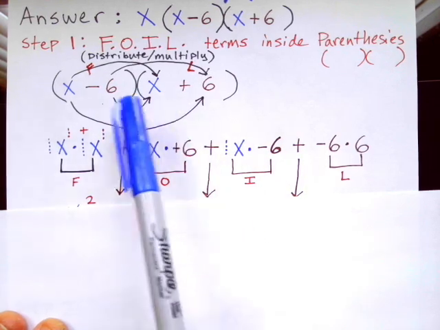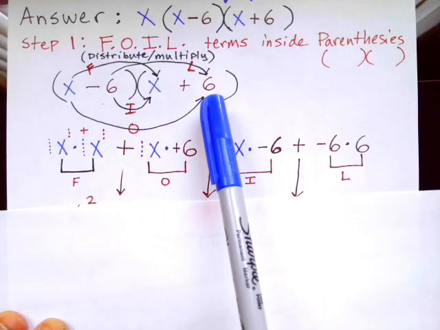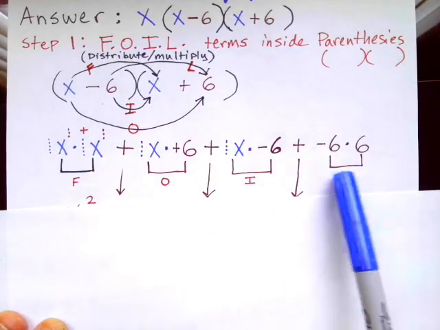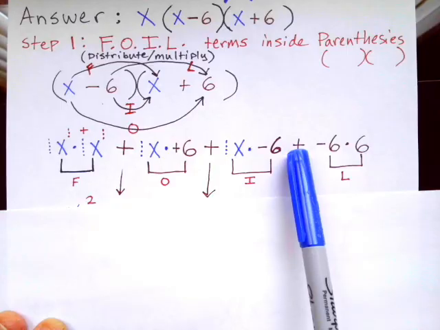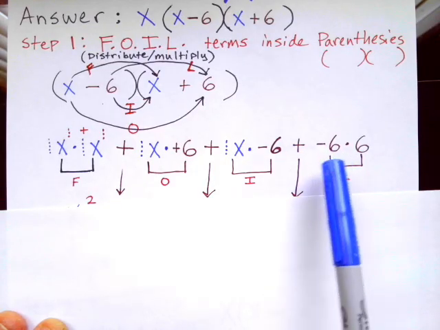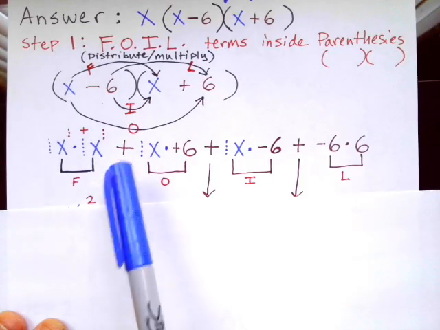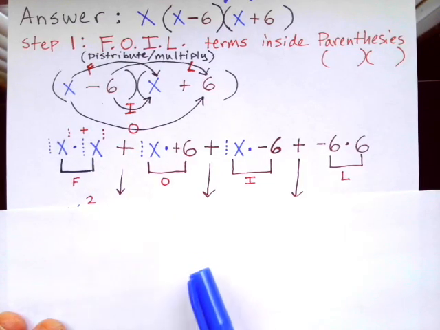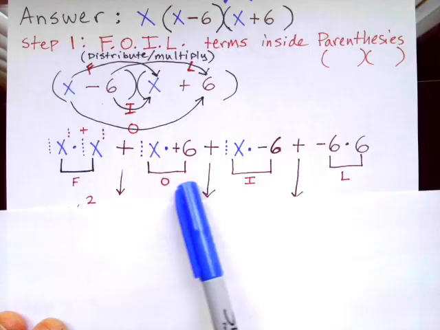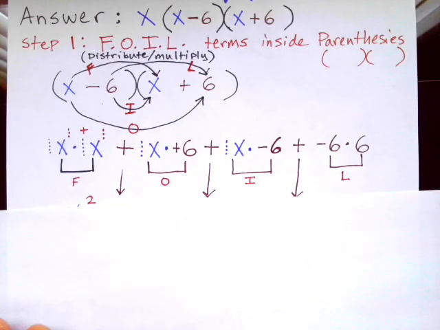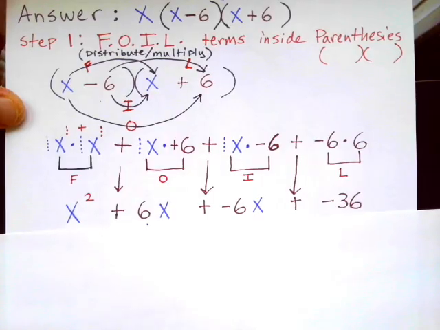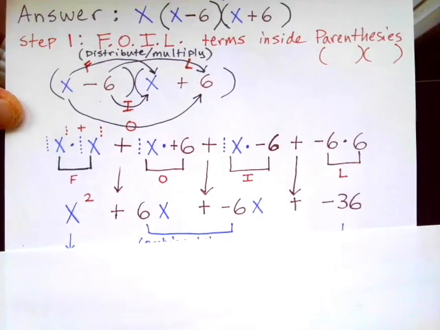Negative 6 times a positive 6, I'm showing you here, those are the last terms. Again, I'm separating each of these different multiplication steps with a plus sign. You can absolutely do that, and that represents our FOIL. I'm showing you that here. Hopefully this is clarifying, not confusing. So I'm going to show you the factors.